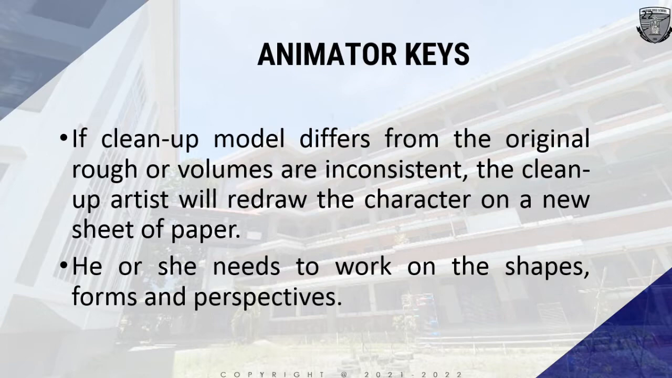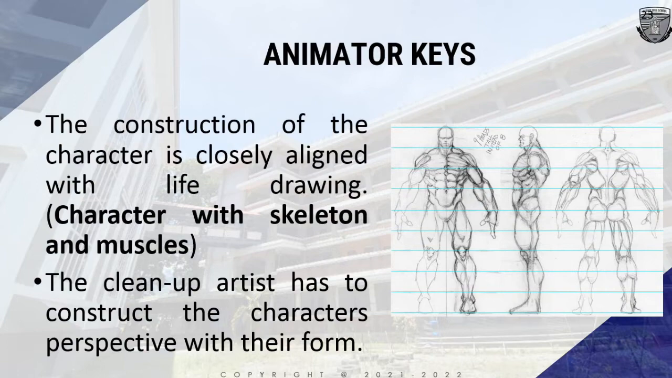So if a cleanup model differs from the original rough or volumes are very inconsistent, the cleanup artist will redraw the character on a new sheet of paper. In this case, red pencil is used to rough out the poses again using construction shapes, bringing the character back to model before drawing the final graphite line. When recreating the rough, he or she needs to work with the shapes, forms, and perspectives while returning to the movement and flow of the action that the character is really performing. So we need to think about that.